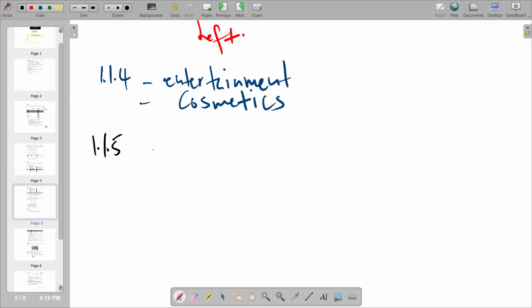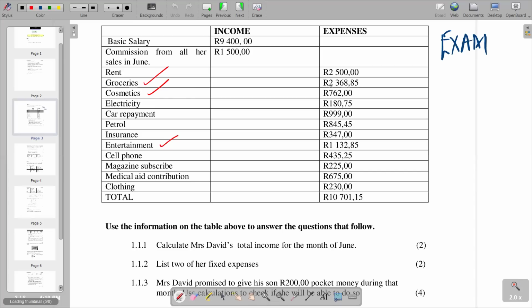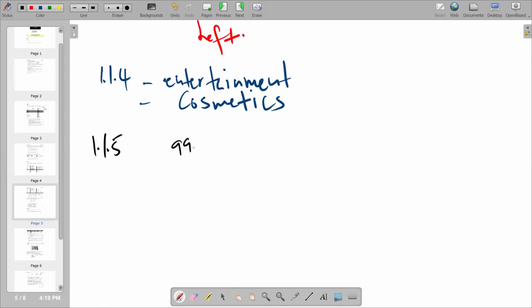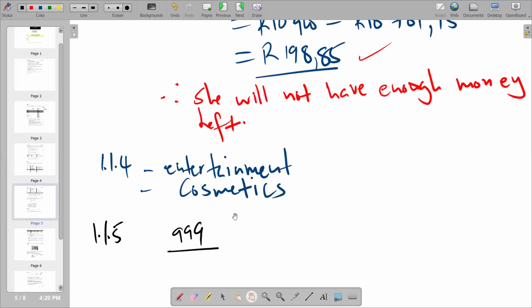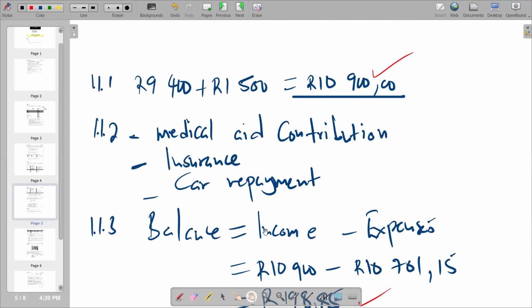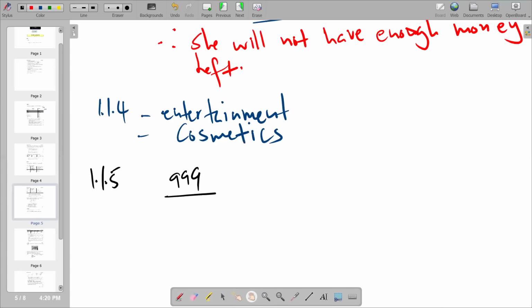So we are saying 1.1.5, whereby we have identified our car repayment is 999 rands over the total for income. Remember, we did calculate that we got 10,900 rands as our total for income. Multiplied by 100 over 1. We express it as a percentage. What we get, we are going to get 9.17 to 2 decimal places. 9.17%. So this becomes our final answer.